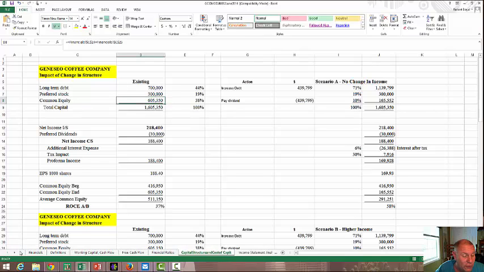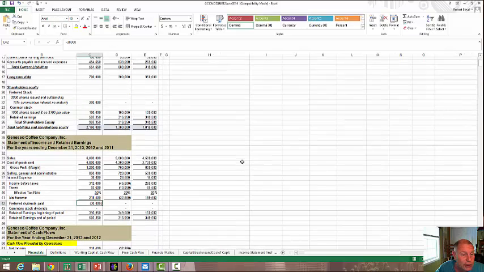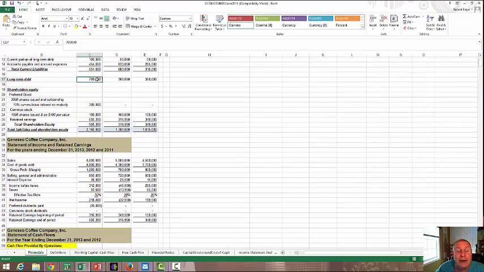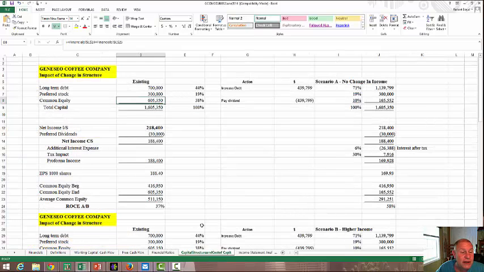Well, we go back over here to our tab on financials. We see here's long-term debt, the 700. Here is the 300, which is preferred, and common stock and retained earnings combined give us what is common equity. So their current capitalization is $1,605,000.